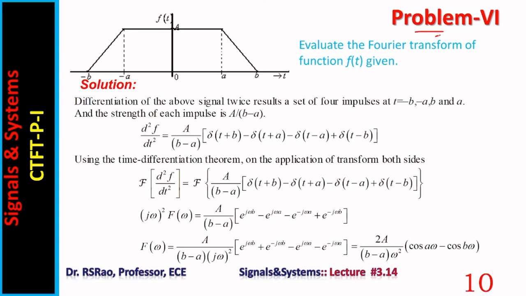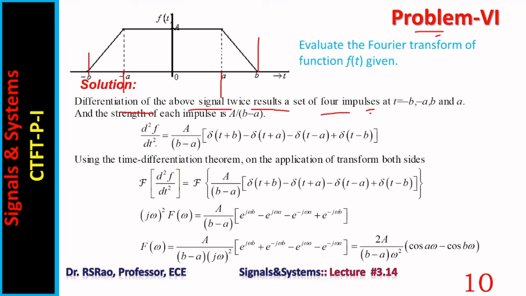Another problem. This problem is also based on the time differentiation property. Differentiation of the above signal twice results in a set of 4 impulses: one impulse here, another impulse here, another impulse at t equal to a, and the last one at b. When we differentiate f of t twice, it becomes d square f by dt square. It results in 4 impulses.